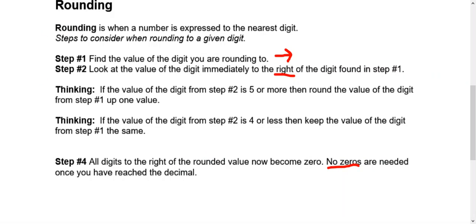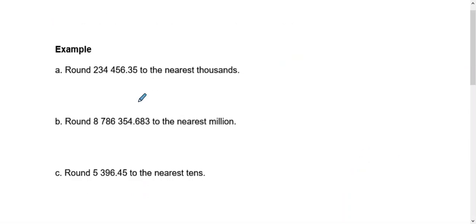So these are the steps that we're going to work towards and be able to figure out. All right, so here's some example. One of the things that we have to figure out here is where are we rounding to. If I'm looking at this example, I'm going to round to the nearest thousands. So which one is the nearest thousands? Well, we have to find the decimal and then count ones, tens, hundreds, and thousands. So this is the number that we're going to look at. That's step 1.